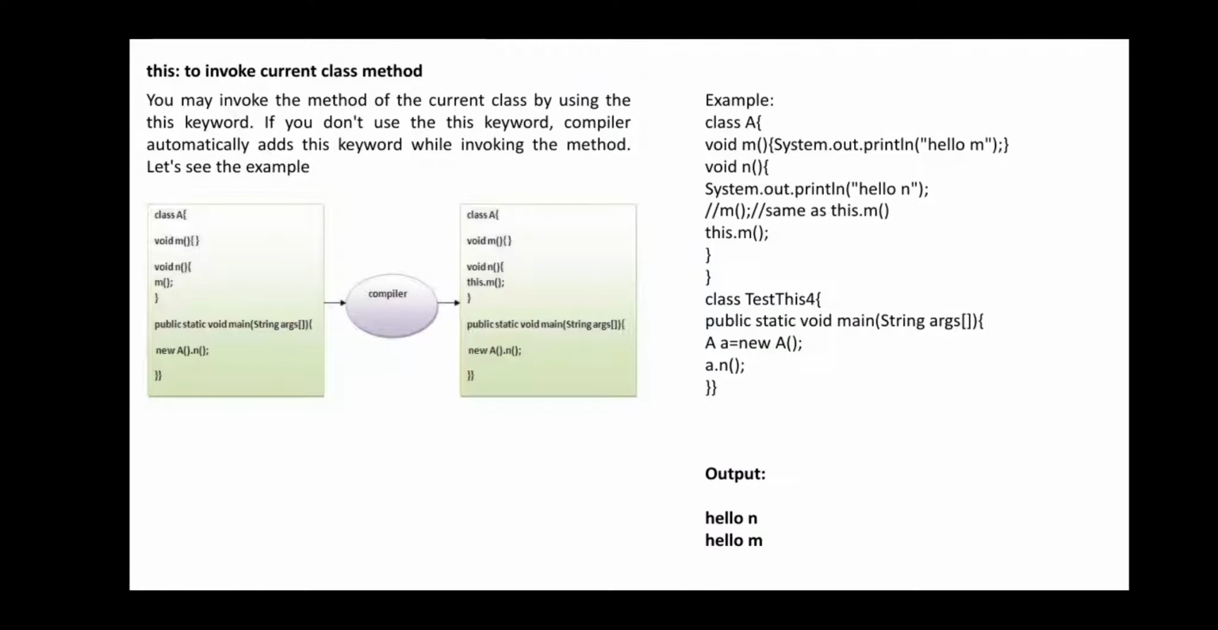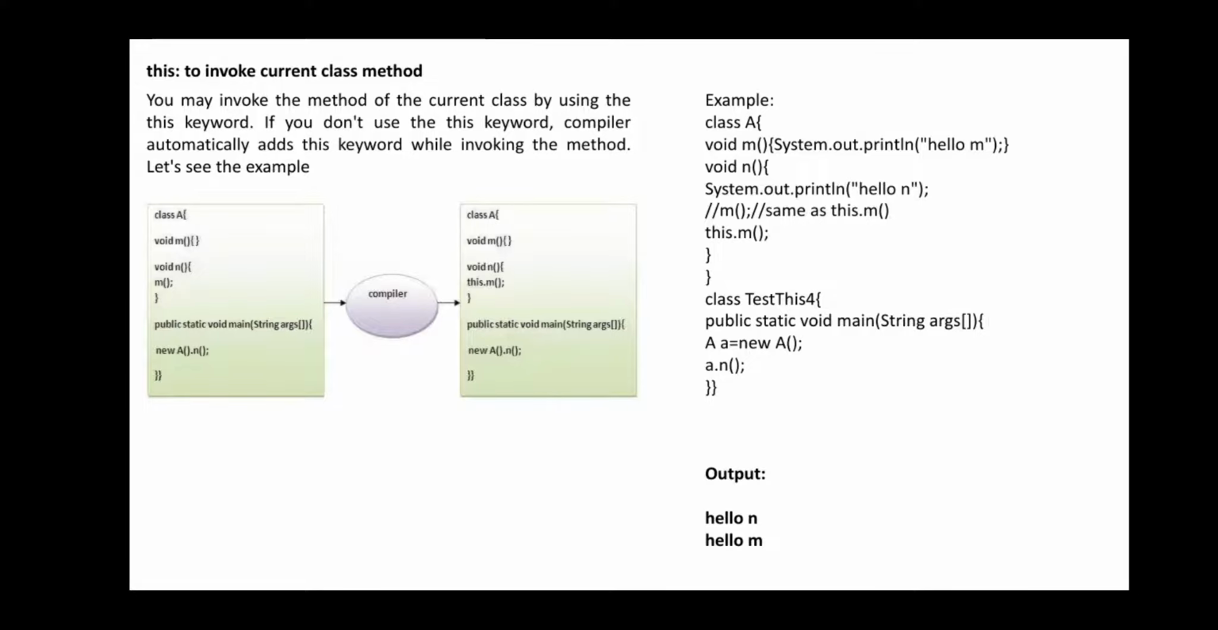This to invoke the current class method. How can the method be defined here? We shall check with a simple example. You may invoke the method of the current class by using this keyword. If you don't use this keyword, the compiler automatically adds this keyword while invoking the method.